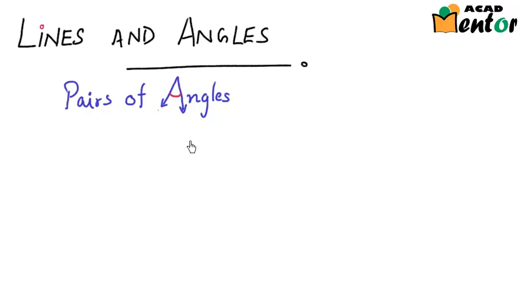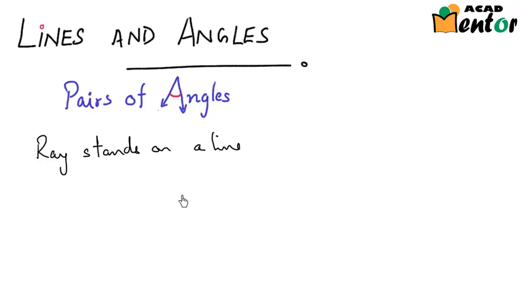Hi, we had started our discussion on this new chapter on lines and angles. The first concept that we'll study under this chapter is known as pairs of angles. Okay, so let's start by talking about angles formed when a ray stands on a line. A ray standing on a line.